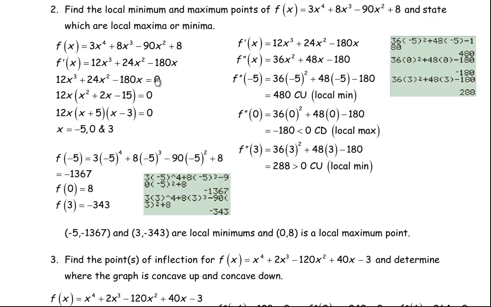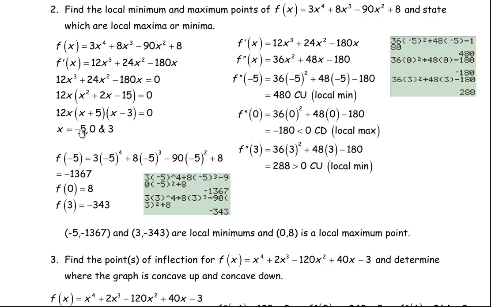We set it equal to 0 to find out where the critical points could be. Notice that there is a common factor of 12x in all of this. We factor a 12x out, and then we can factor this trinomial. What adds to 2 and multiplies to negative 15 would be 5 and negative 3, so it factors into x plus 5 times x minus 3. Don't forget about the 12x factor. So we set each of these to 0. If we set 12x to 0, we get 0 for a solution.